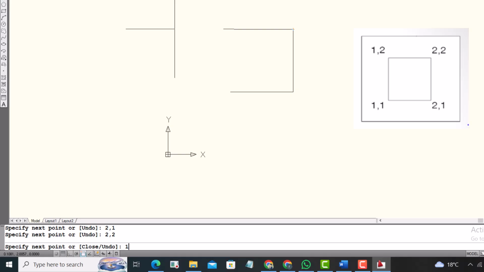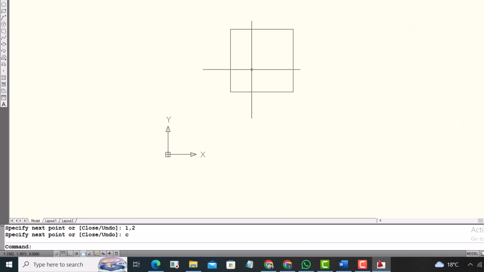This time 1,2, enter. Then insert C and enter. Directly it closes the object. That is an absolute coordinate system.